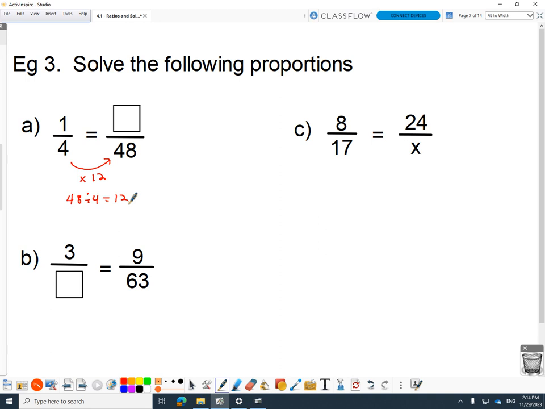I just put it in the box. Let's just make sure we know what we're doing here. Then you multiply that one by 12 as well. Because it was 1, it probably went very well for you. All right. Then let's try this one.